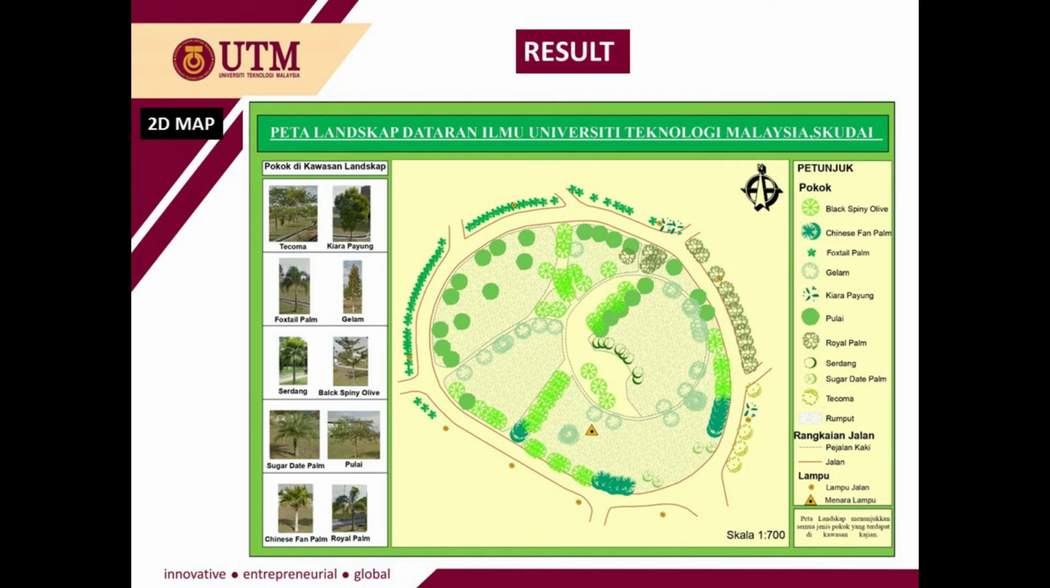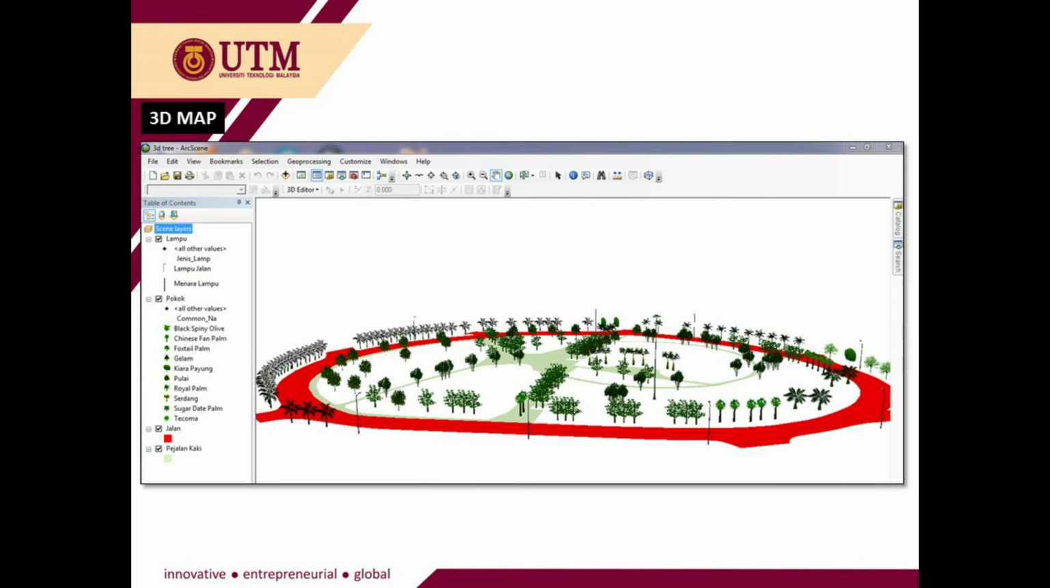For example, footpath and road. And then for pole, there are two types of pole. The first is lamp pole, and the second is pole tower. As you can see at the right section of the map, I put all of the pictures of the trees that I got from the field, and then I put them all in the map to make sure the user can understand the shade of the tree.